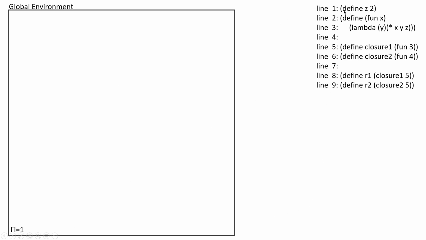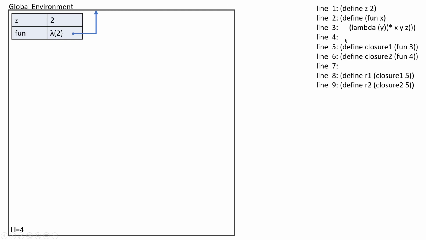On line 1, we define a variable z to have the value 2, so we get a binding in the global scope from z to 2. Now we're on line 2. On line 2, it says define this function called fun. So we have a name fun bound to the lambda on line 2, and that was declared in the global scope, so we have a reference pointer to that.